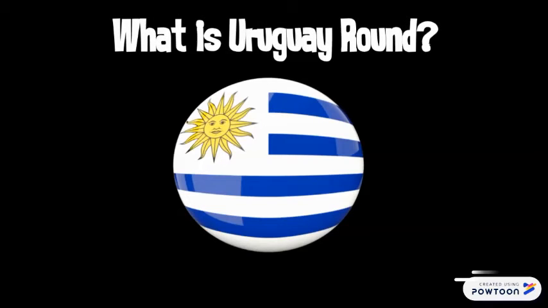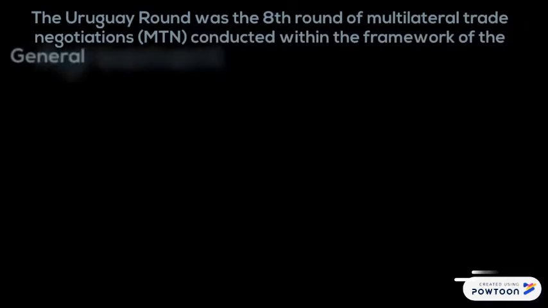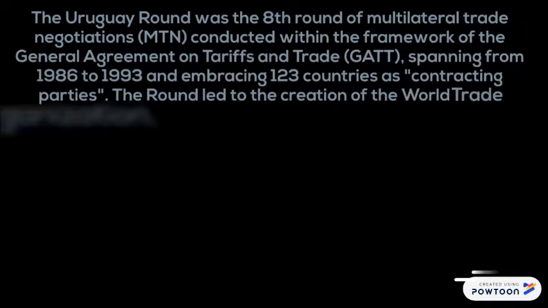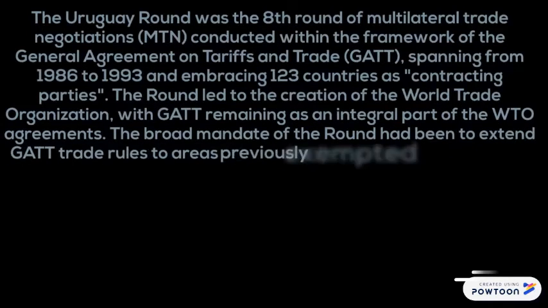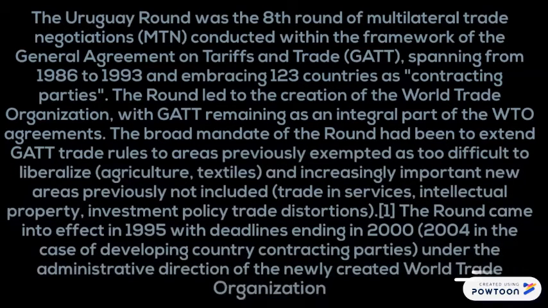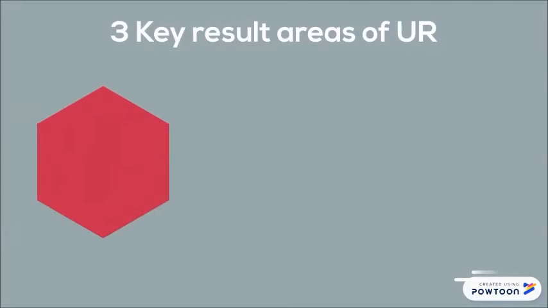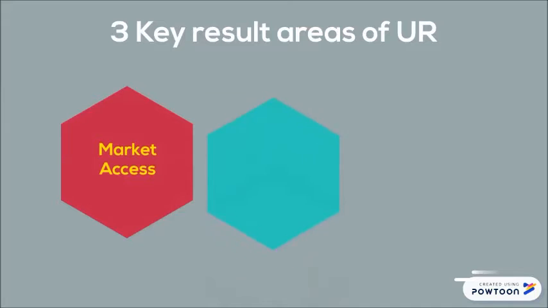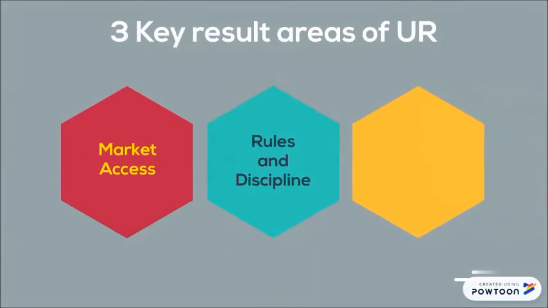What is the Uruguay Round? The Uruguay Round was the 8th round of multilateral trade negotiations conducted within the framework of GATT, spanning from 1986 to 1993 and embracing 123 countries as contracting parties. The round led to the creation of the World Trade Organization, with GATT remaining as an integral part of the WTO agreement. The round came into effect in 1995 with deadlines ending in 2000. 3 key result areas of the Uruguay Round: market access, rules and discipline, and institutional topics.